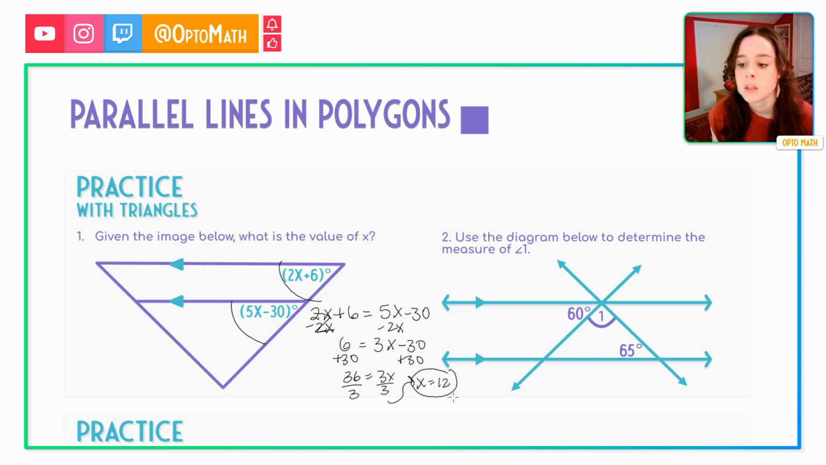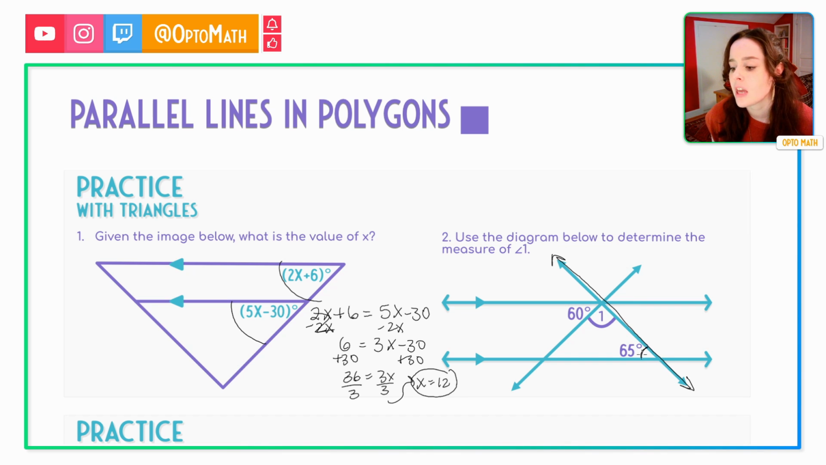Let's look at 2. Use the diagram below to determine the measure of angle 1. So we have 65 degrees, 60 degrees, and then we have an angle 1 here. Okay, remember we treat each transversal separately. It looks like we're going to be operating on this transversal, so I'm going to go ahead and trace that. Angle 1 and the 60 are technically on this other transversal, but 65 is not. So that's how we know we're going to be using this transversal.